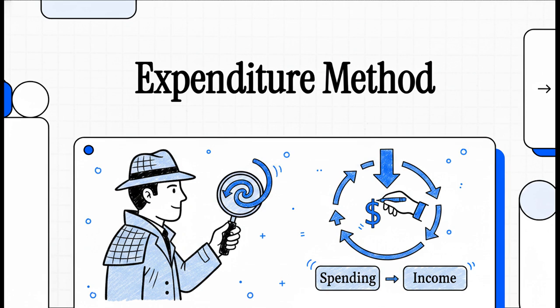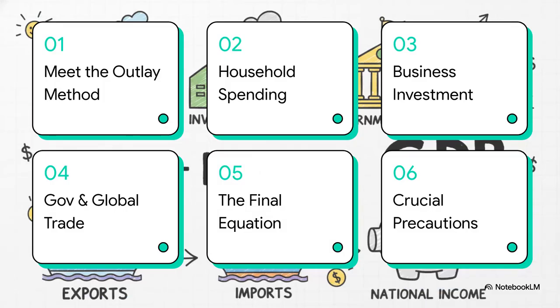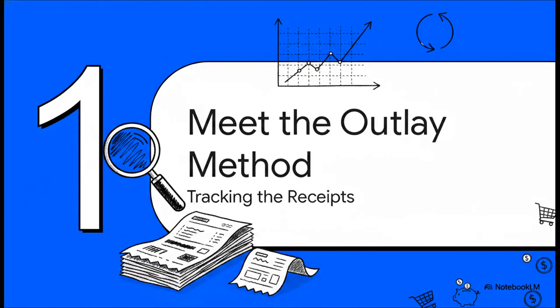Let's dive right in. So here's our economic roadmap for this explainer. First, we'll meet the outlay method. Then we're looking at everyday household spending, followed by business investment expenditure. Next up is government and global trade, pulling it all together in the final equation, and finally, some crucial measurement precautions. Section 1. Meet the outlay method, or as we like to call it, tracking the receipts.